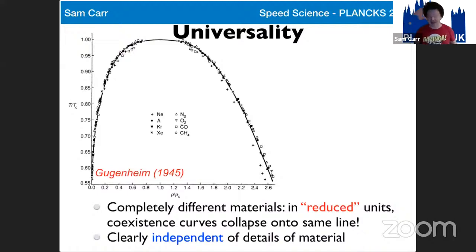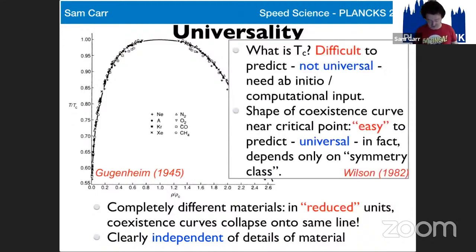The crucial point in this plot is that this is not data from one material. This is data from 8 different liquids and gases, ranging from noble gases to oxygen gas to CH4. So they all fall on the same line. So obviously details of the gas are not mattering here.